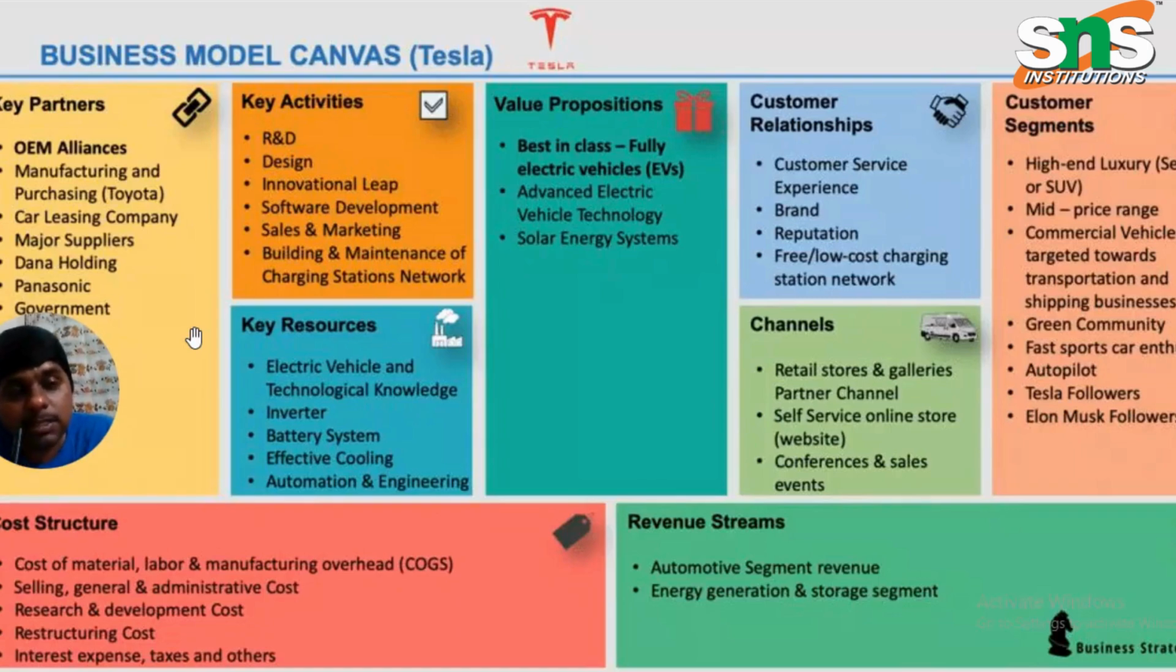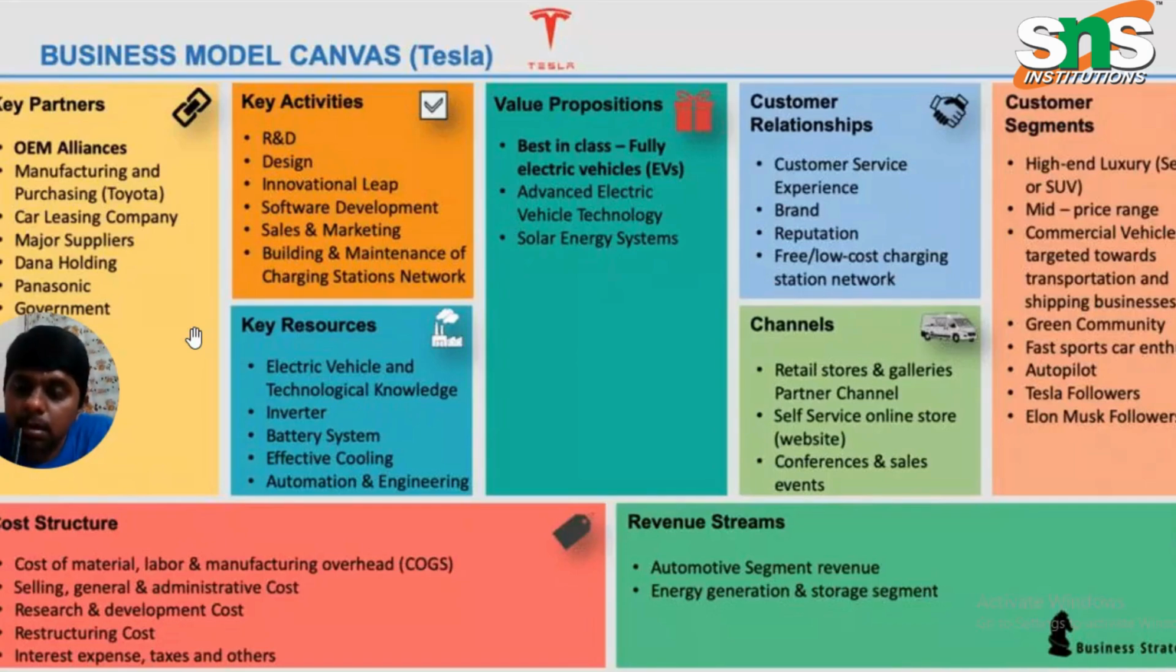In customer segments, they give more importance to high-end luxury sedans or SUVs, with the price range starting from mid-range, and also commercial vehicles targeted towards transportation and shipping businesses. Since it is green manufacturing, there are also fast sports car enthusiasts and Tesla followers, some of them maybe Elon Musk followers.